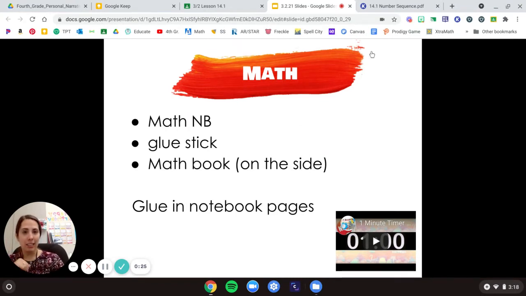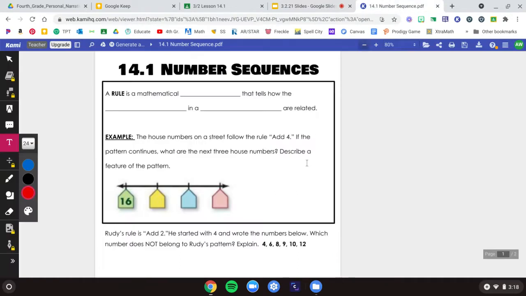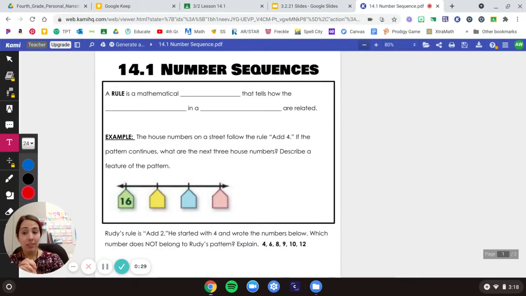So go ahead and get to this page glued into your notebook for me. There should be 2 with them if you want to do them on their own or side by side. Print them off 2 on one page, whatever works for you. All right, so let's take a look through our page.